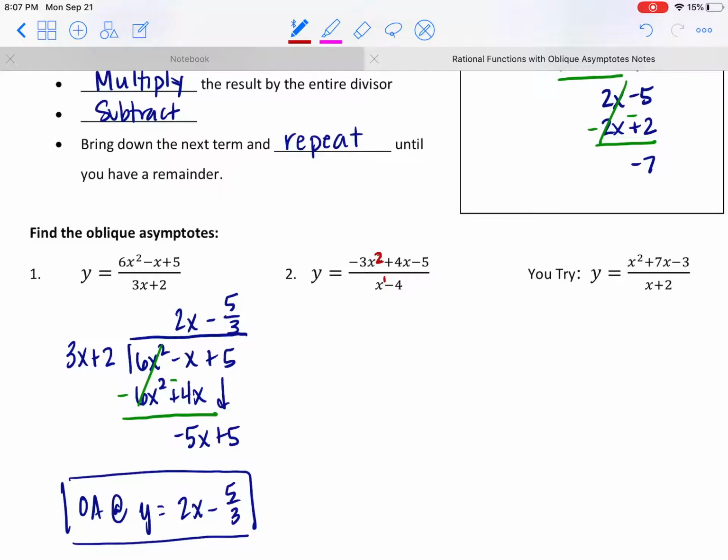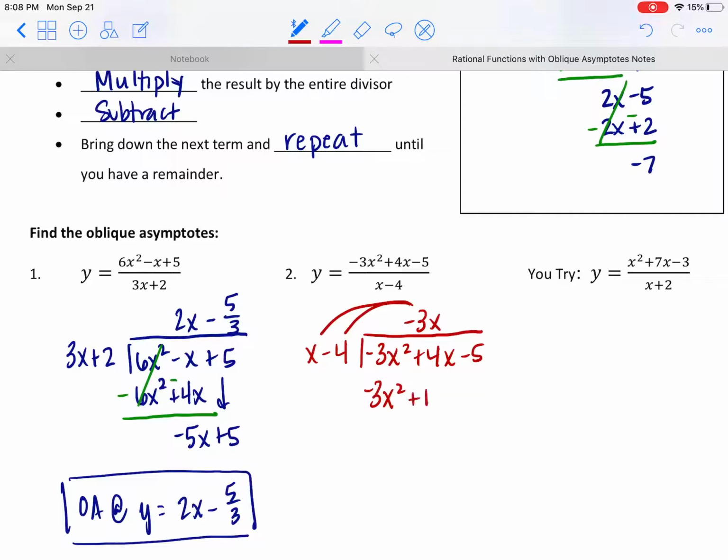So degree is 2, degree is 1, top's not going to factor, so this is going to have an oblique asymptote, and let's divide to figure out where it is. So x minus 4 into negative 3x squared plus 4x minus 5. So negative 3x squared divided by x is going to be negative 3x. Negative 3x times x is going to be negative 3x squared. Negative 3x times negative 4 is going to be a positive 12x.